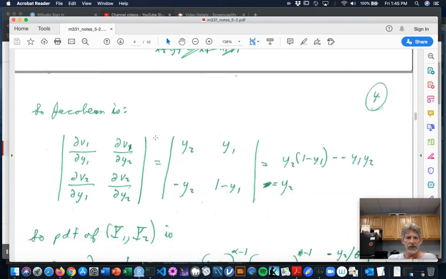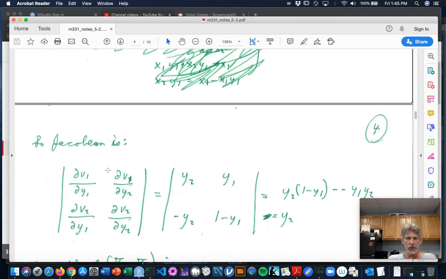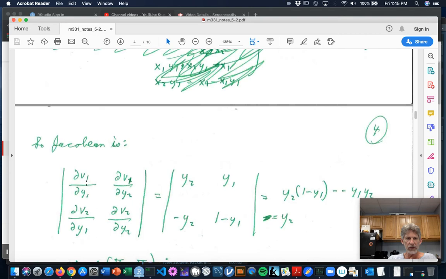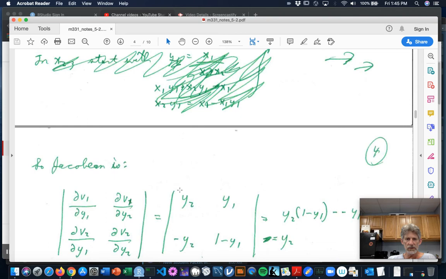So we just head and get the Jacobian. And so let's see, partial of nu1 with respect to y1. All right, well, here's nu1. Take the derivative with respect to y1. So it's like y1 times a constant, and all we're going to get left is the constant.